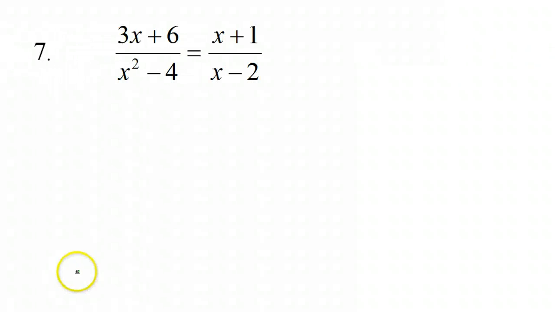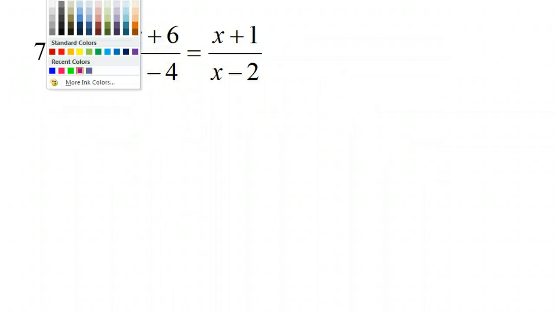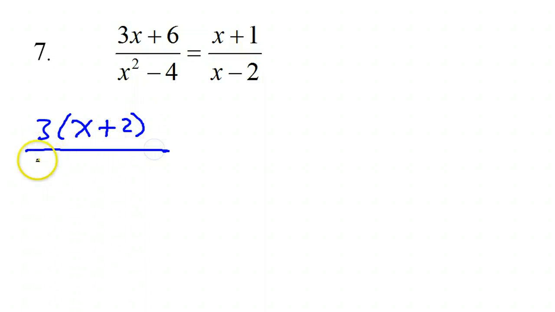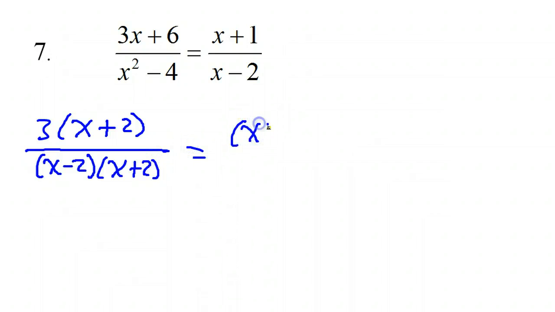All right, how about number 7? Okay, let's go ahead and factor this. So the numerator also factors. So I've got GCF here. So 3 times x plus 2 over x minus 2 times x plus 2 is equal to x plus 1 over x minus 2.